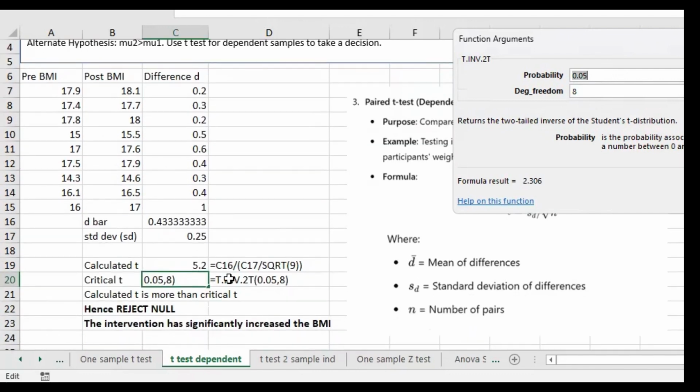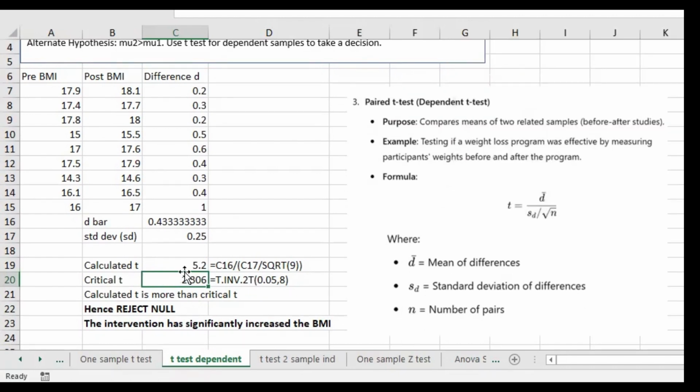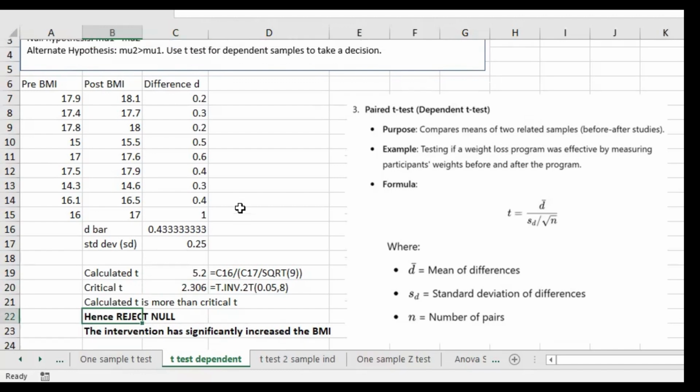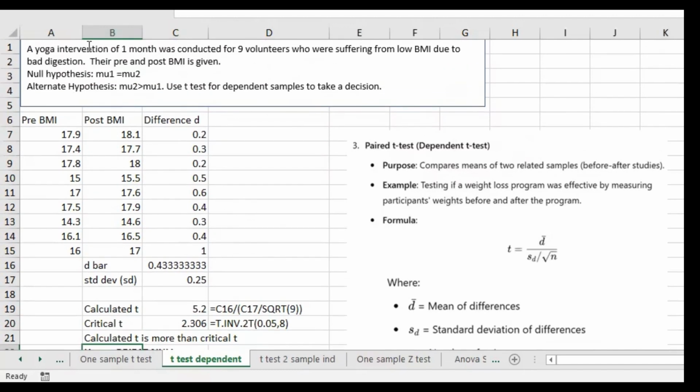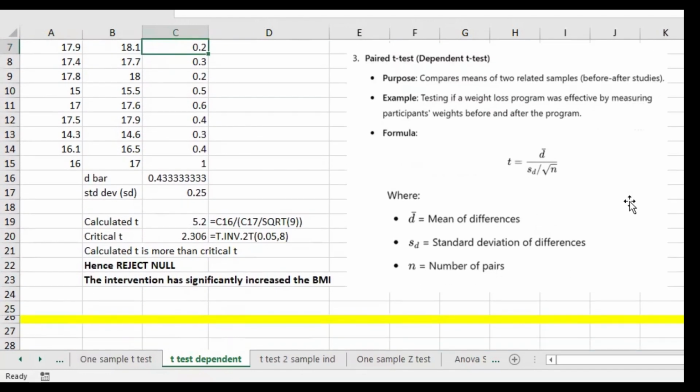So that comes to 2.306, which is more. 5.2 is more. That means the calculated is on the right side of the critical. And therefore, we reject the null hypothesis, which means the yoga intervention has helped them to get better digestion, and therefore their BMI is improved significantly. So that's how we conducted t-test for dependent.